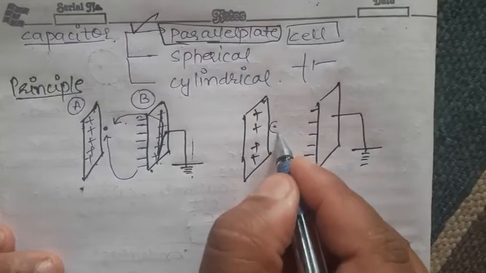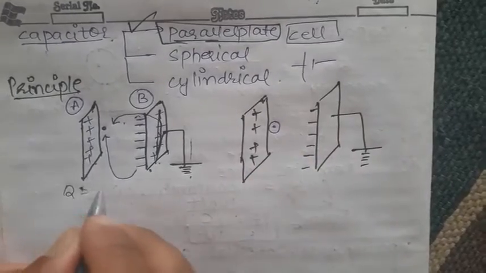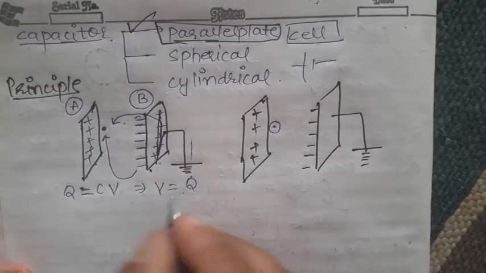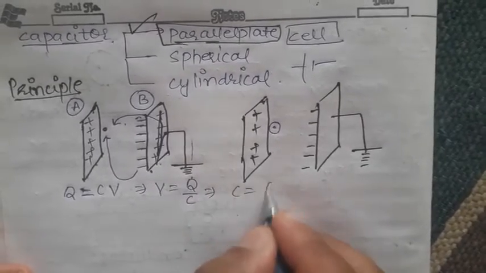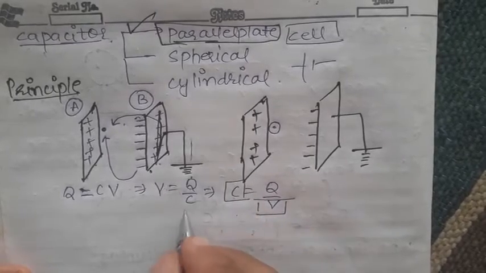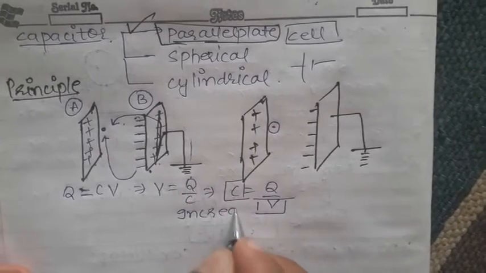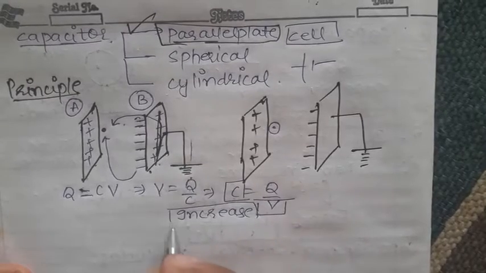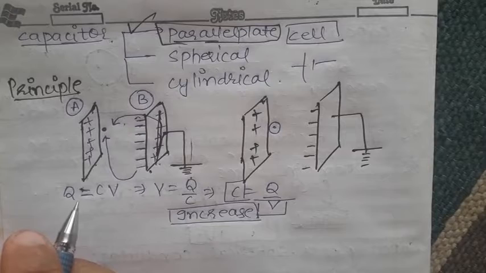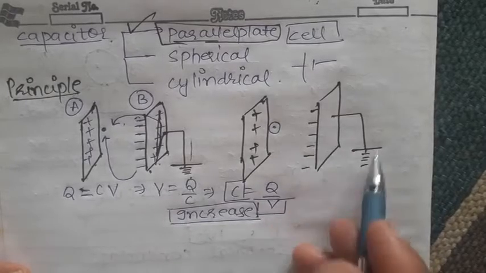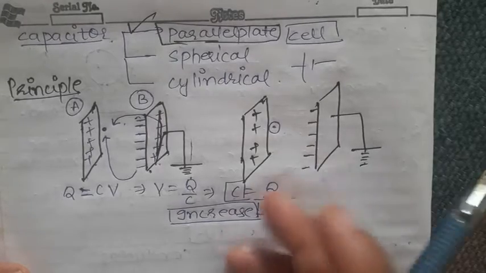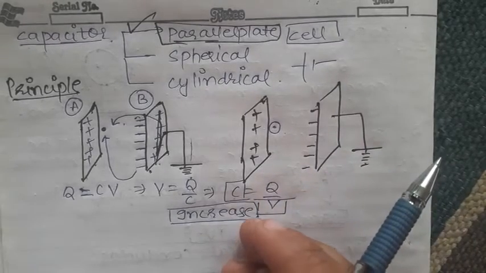It will decrease the potential. I know the formula, Q equals C V. What will be V then? It is Q by C, and what will be C? C is Q by V. If potential will decrease, then capacity will increase. This is the principle of capacitor. So by doing earthing, we reduce the potential on A and increase its capacity.